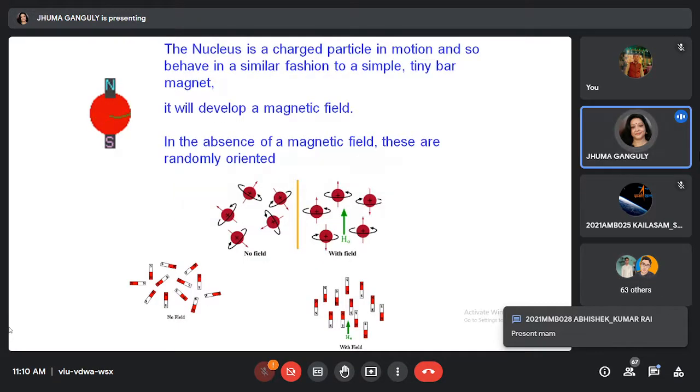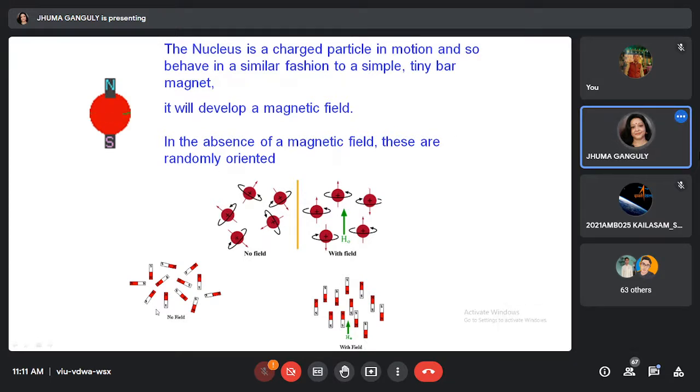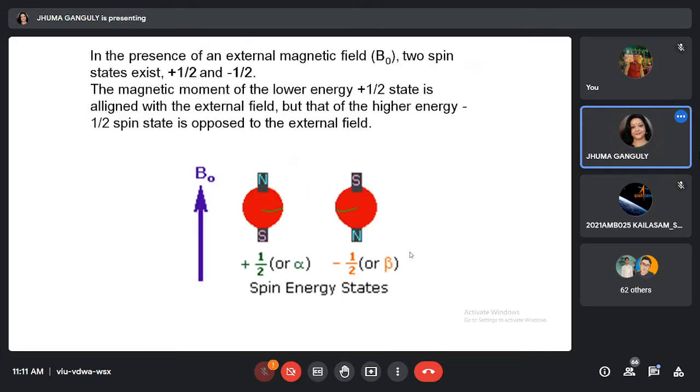Now, the nucleus is a charged particle in motion and so behaves in a similar fashion to a tiny bar magnet. It will develop a magnetic field. In the absence of a magnetic field, these are randomly oriented, so there is no net field. But with a field, they orient in a particular position because of the north pole-south pole interaction.